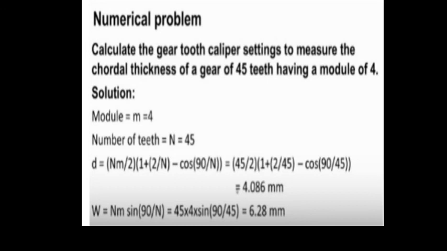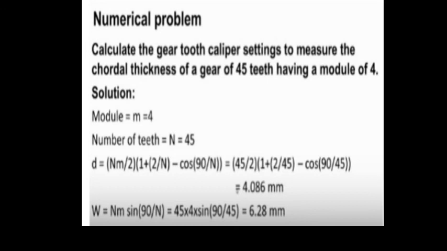So the theoretical value of the chordal tooth thickness equals nm sin 90 by n. So n is 45 teeth and m is 4. So 45 into 4 into sin 90 by 45 mm. This will give a value of 6.28 mm. So chordal thickness is 6.28 mm. This we can verify by using the gear tooth vernier caliper.